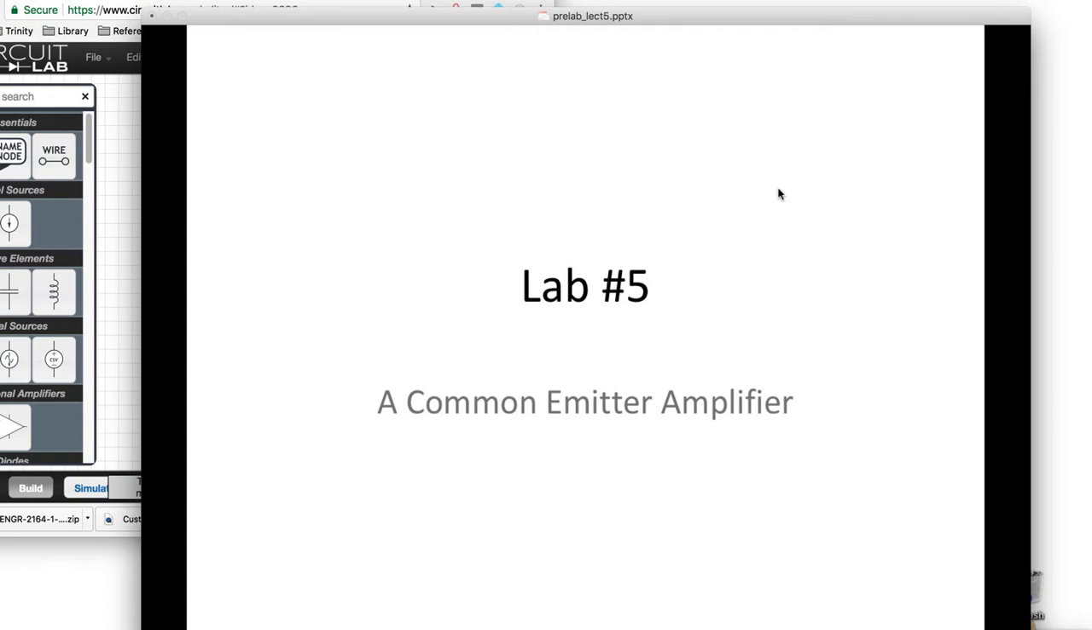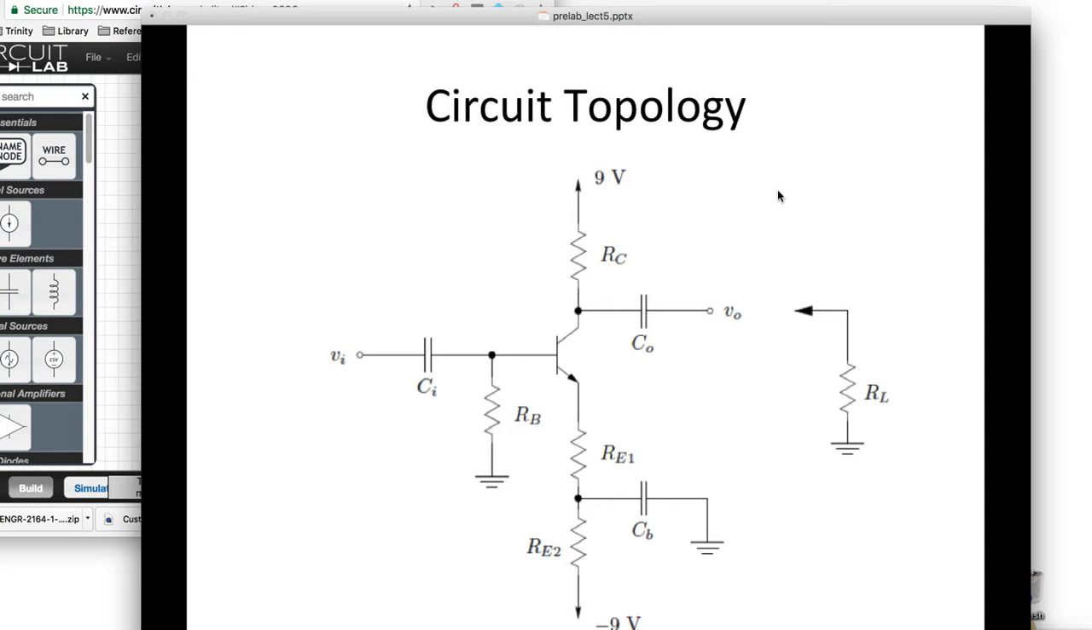So in Lab 5, we're going to play with a common emitter amplifier. Here's an example of one. It's a middle-of-the-road voltage amplifier. It has pretty good voltage gain from V in to V out. It has very good input resistance looking in from the input, so it doesn't load the thing that it's connected to.